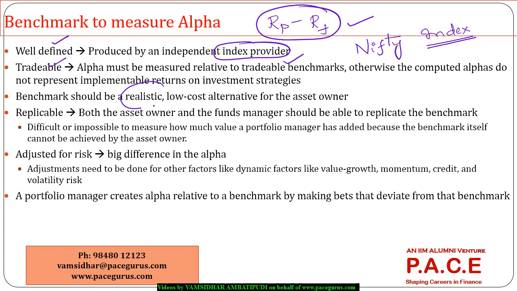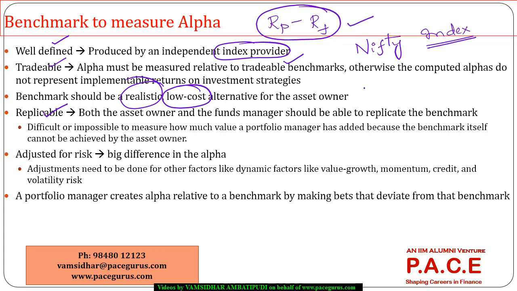It should be a realistic number. It should be a low cost alternative. I should not spend heavily to measure my portfolio performance against the benchmark, or to compute the returns of the benchmark. It should not be a stressful or tedious exercise. It should be a low cost alternative. And it should be completely replicable. I want to use some other stocks or some other assets to recreate the benchmark. I should be individually able to buy or sell the assets so that the overall benchmark can be replicated.